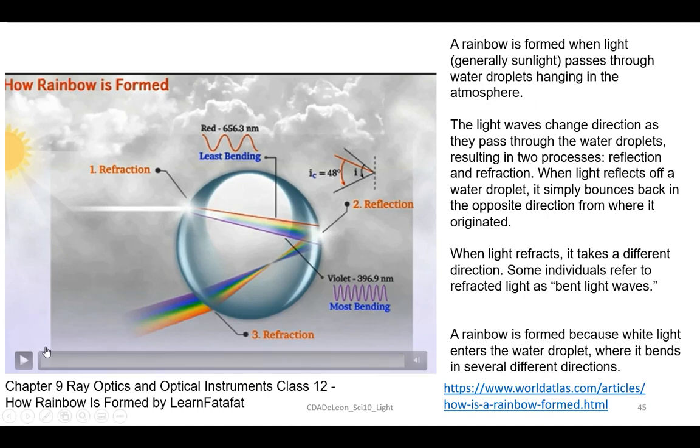So a rainbow is formed by means of three steps. First is refraction, second is reflection, then refraction again, and then there's a formation of a rainbow.